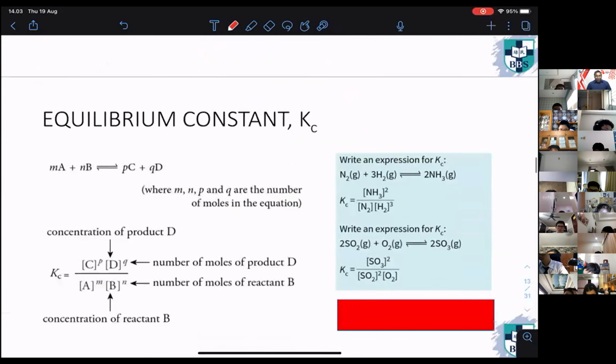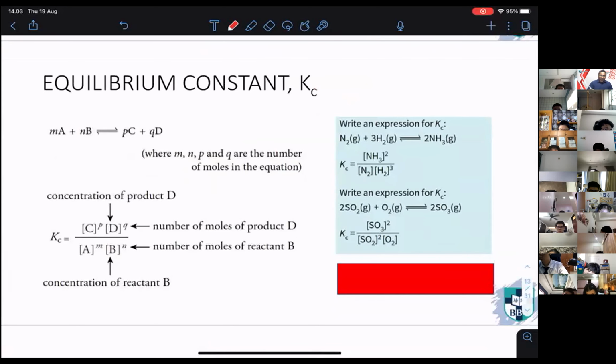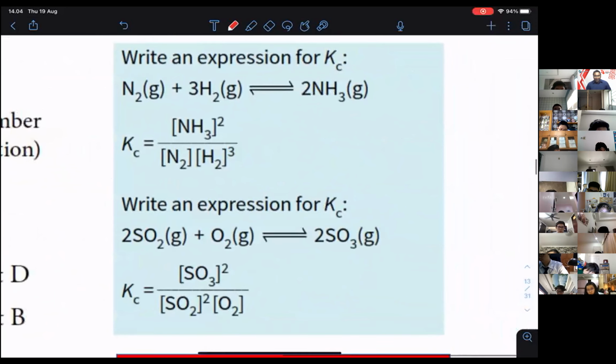Done. The next part is going to be talking about equilibrium constant. How do we represent the equation? Imagine if you have this equation, then you can write it this way. It's going to be product, P and Q to the power, divided by the reactant. If this one is quite difficult for you to see, you can always straight away use an example over here, where you can see the concentration of ammonia to the power of 2, concentration of hydrogen to the power of 3.